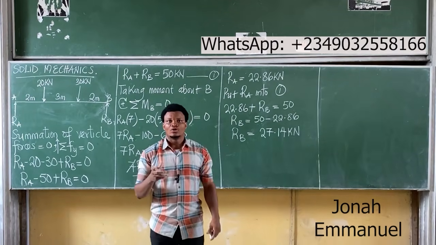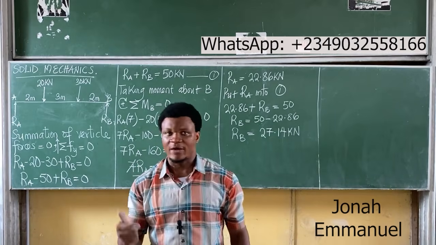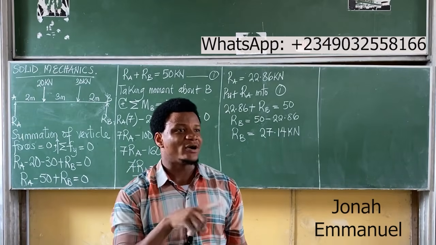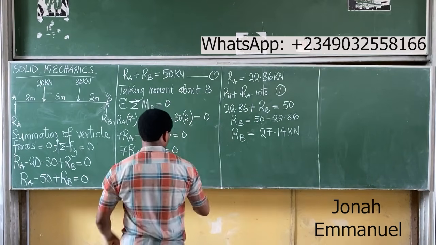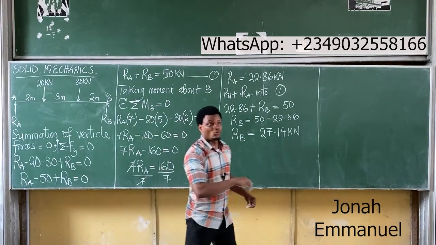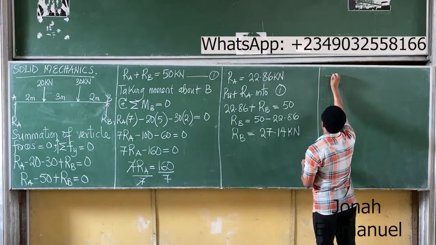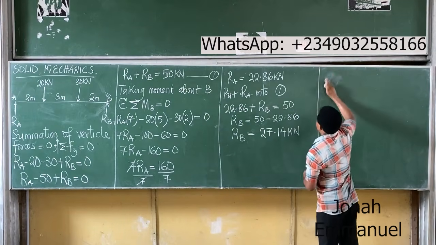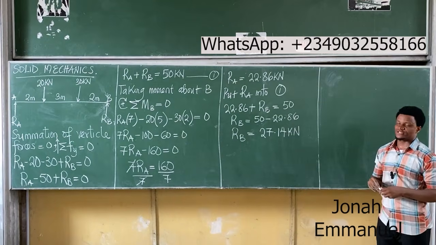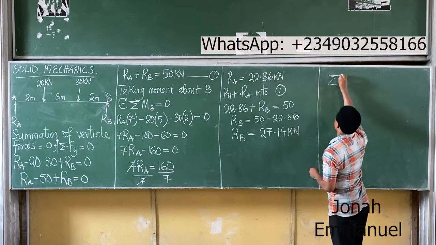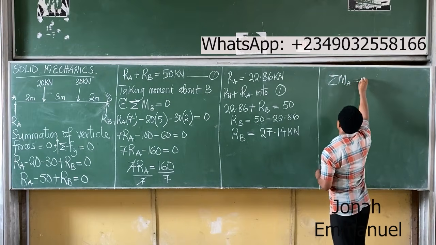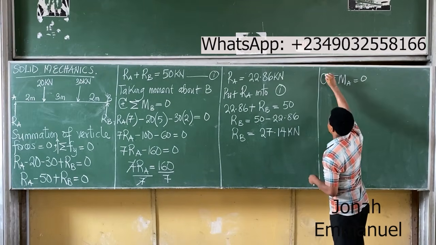We took moment about B and we got this. Should we try taking moment about A and see what we get? Let's try it. What if I have taken moment about A? Since this is not my major process, I'll just go straight. I'll say sum of moments about A should be equal to 0, and I'll call this clockwise.